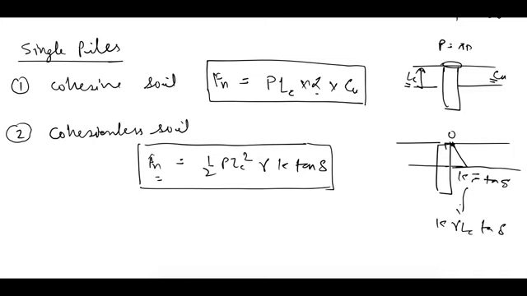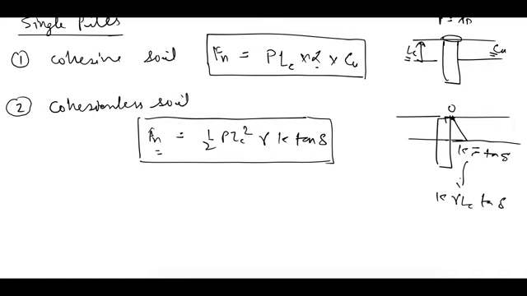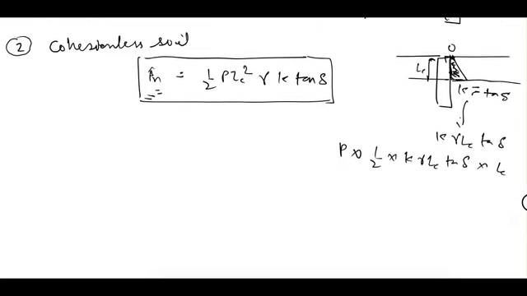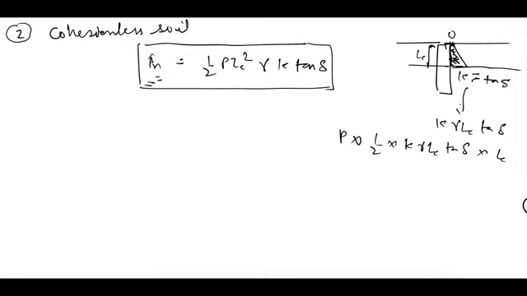And how do we find the total force? We find it by taking the area of this zone. That is equal to half into K gamma LC tan delta into this depth, which is LC. So that is the area of this triangle. It gives us the force for unit length, and multiplied by the perimeter it will give us the whole skin friction. So that is this equation. This is how we calculate for a single pile.